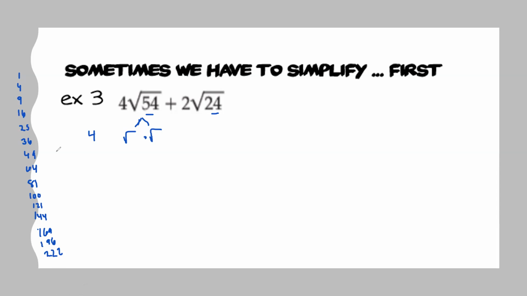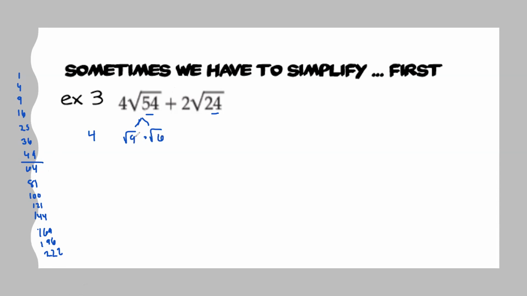Here's how I like to do them. Find 54 on the list, right? The first number that's less than 54 is 49. Well, 49 does not divide into 54. 36 does not divide into 54. 25 does not divide into 54. 16 does not divide into 54, but 9 does. 9 divides into 54 6 times.